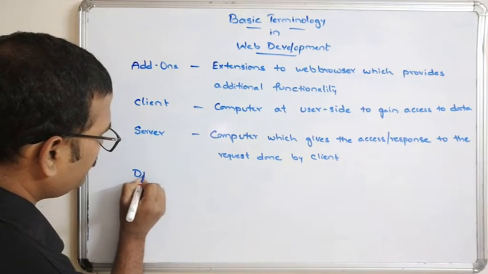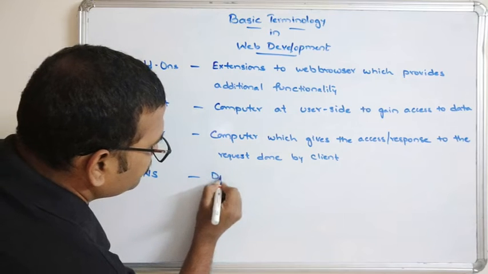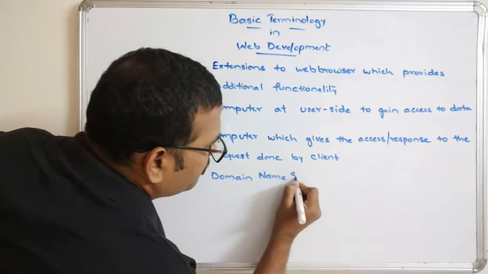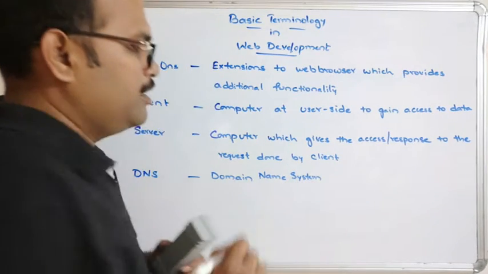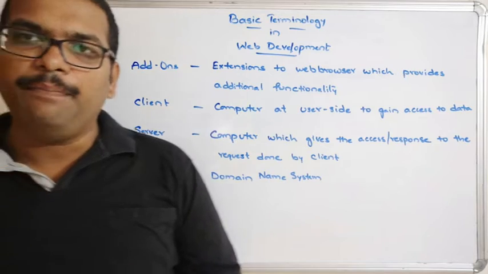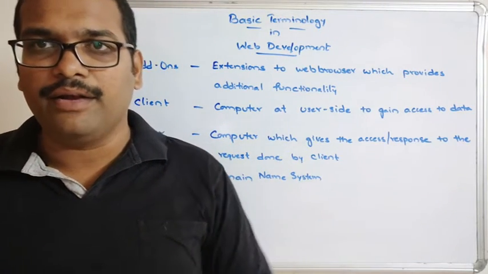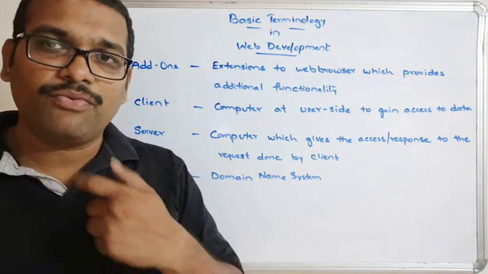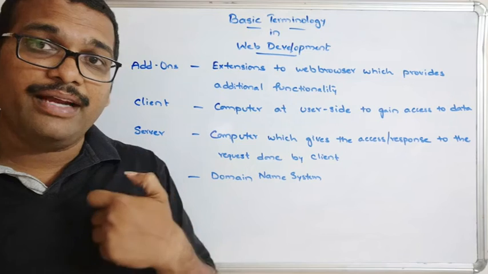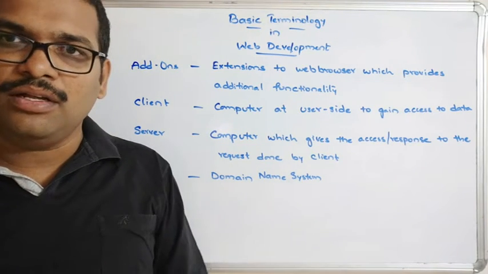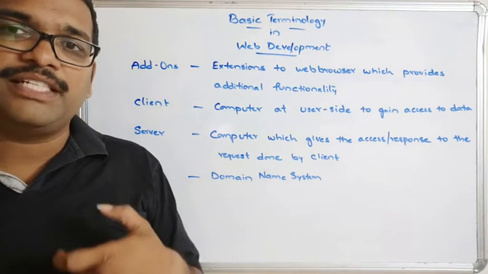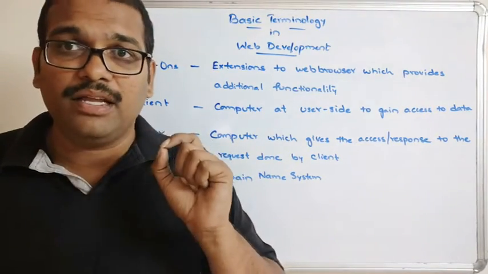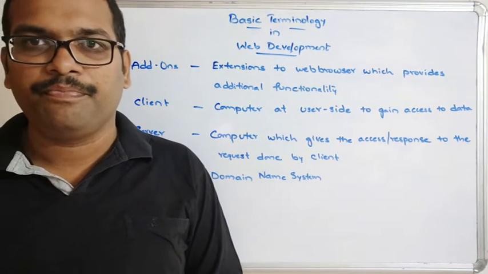Next, DNS, domain name system. Actually every computer will have an IP address, right? It may be a server or a client. If the client wants to get access to data from the server, the client should send a request to the server. This request should be sent to the server with the help of the IP address, because the IP address is the unique identity of any computer, right?